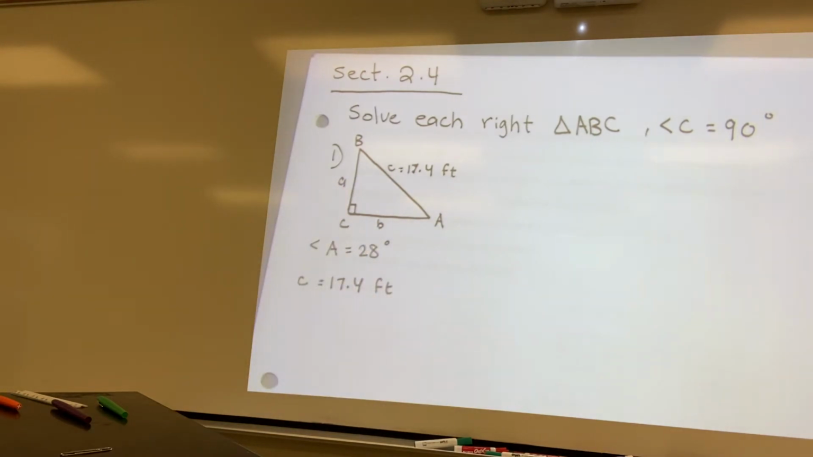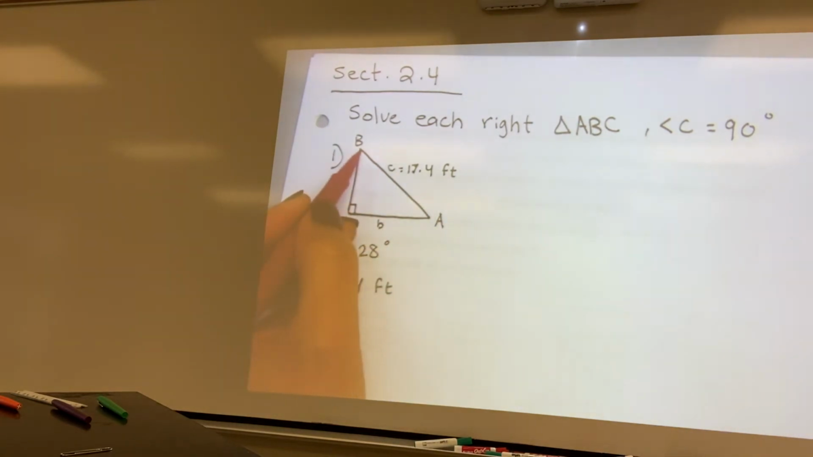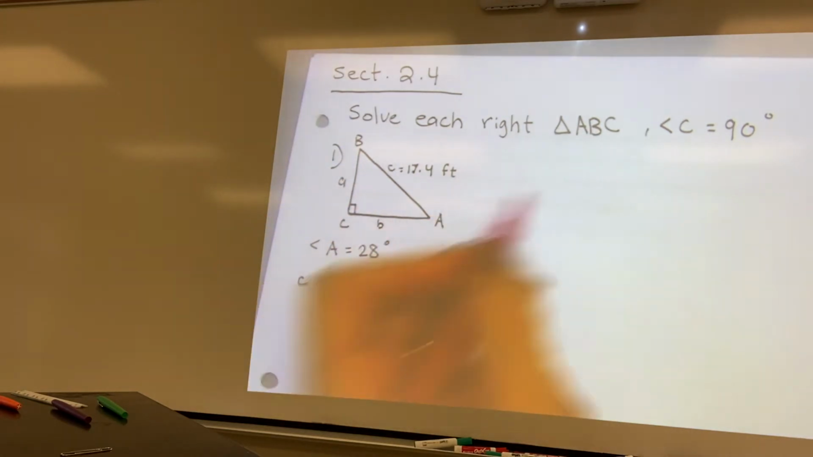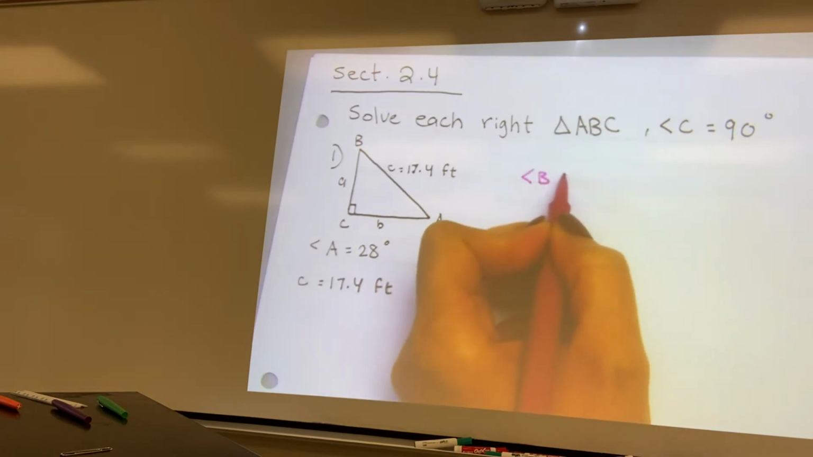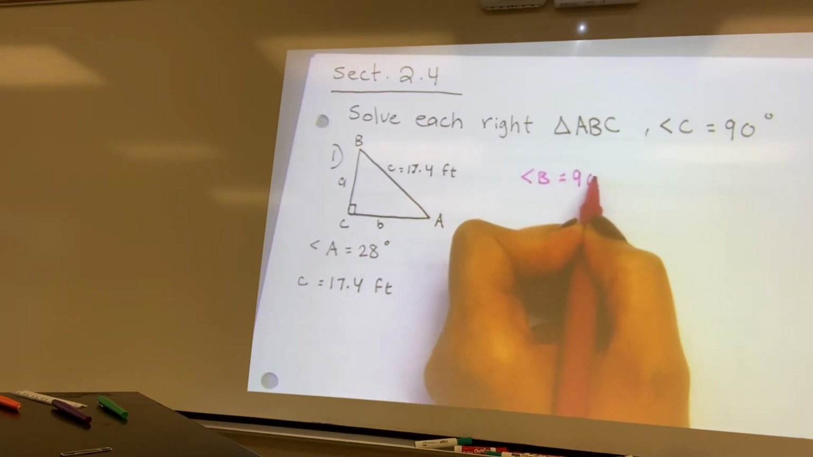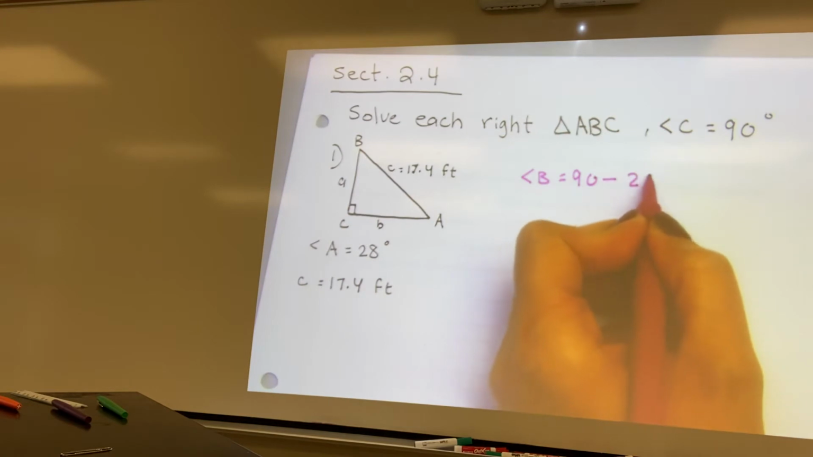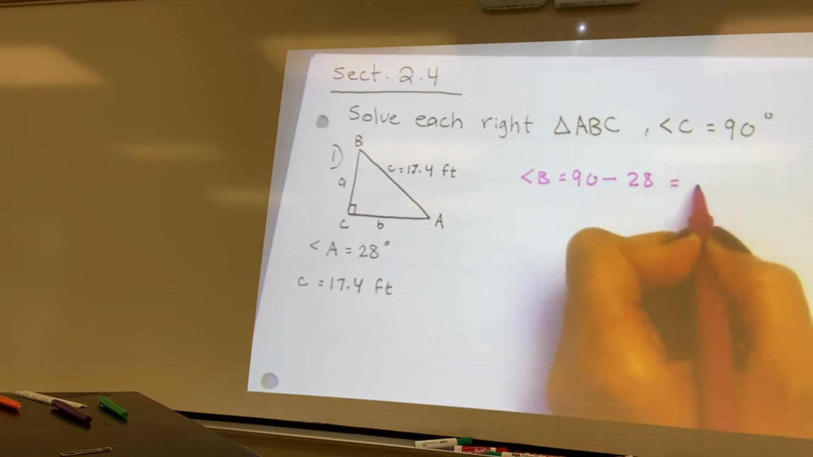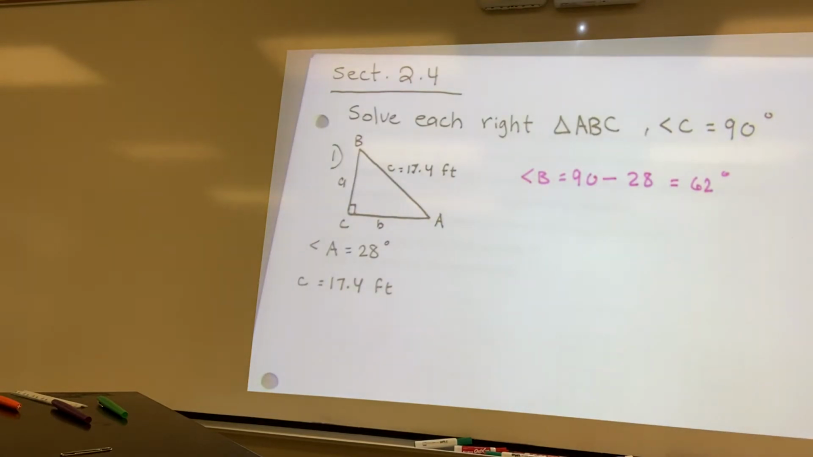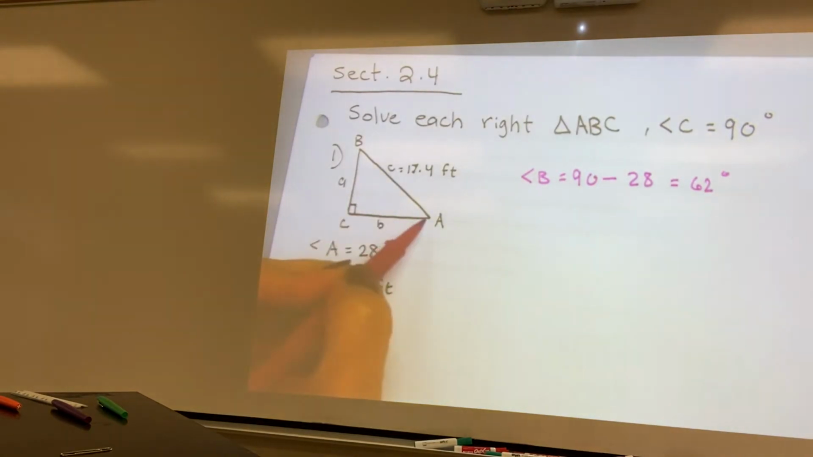Okay. So first, let's find the measure of angle B. Again, we said these two angles should add up to 90 degrees. So to find the measure of one of them, I will apply 90 minus the measure of the other angle. So angle B equals 90 minus, and I know that angle A is 28. That will be 62 degrees. Okay, so now I know all of my angles.